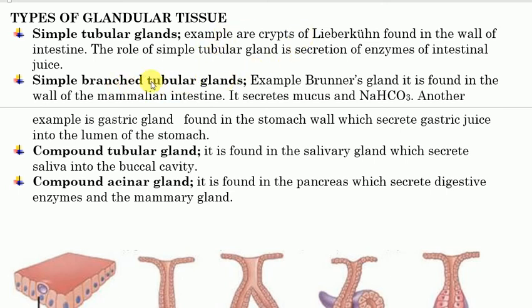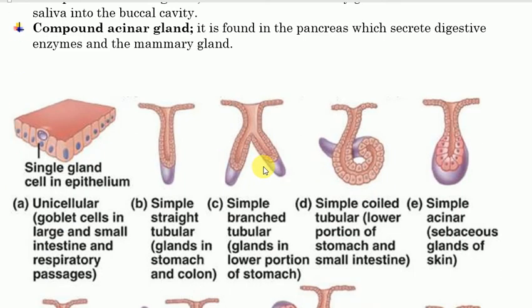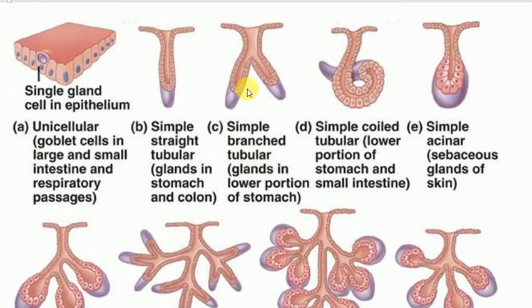Pia kuna simple branched tubular ambao kuna Brunner's gland found in the wall of mammalian intestine. Hao secrete mucus and sodium bicarbonate. Another example ni gastric gland found in the stomach. Hao secrete gastric juice. Compound tubular gland found in the salivary gland. Na pia compound acino found in the pancreas. Kwa hiyo diagram hii hapo chini ina summarize hata vile ambavyo vimeelezewa hapo juu.